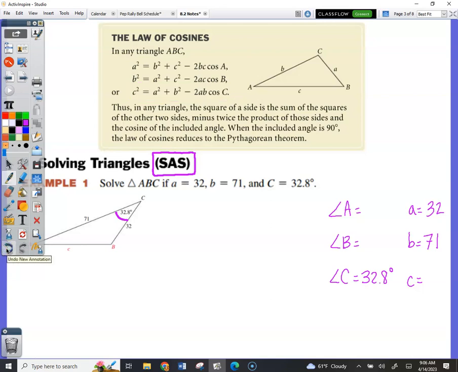Alright, so we're going to find C. So it's c squared equals a squared plus b squared minus 2ab cosine angle C. Plug everything in. Little a is 32.